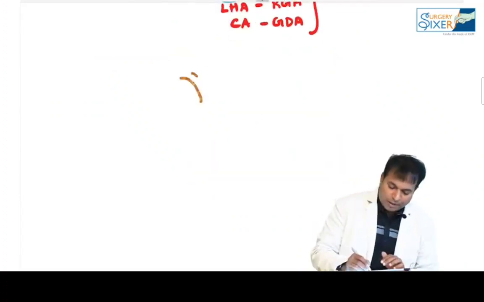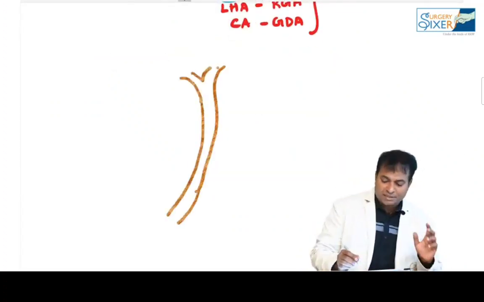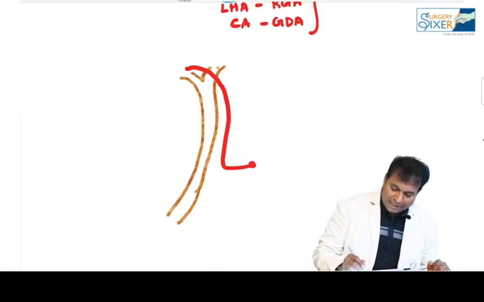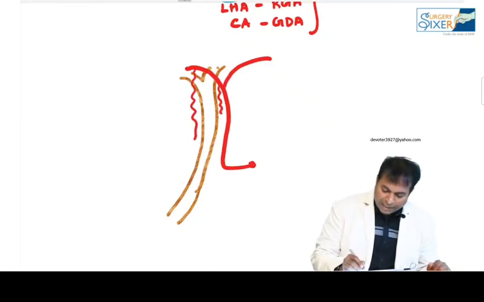Okay, and now coming to the bile duct. This is the bile duct. You all know very well. Bile duct gets its blood supply from which artery? Can you tell me? From which artery does the bile duct get its blood supply? From the right hepatic artery. Please don't forget, this is a neat question.